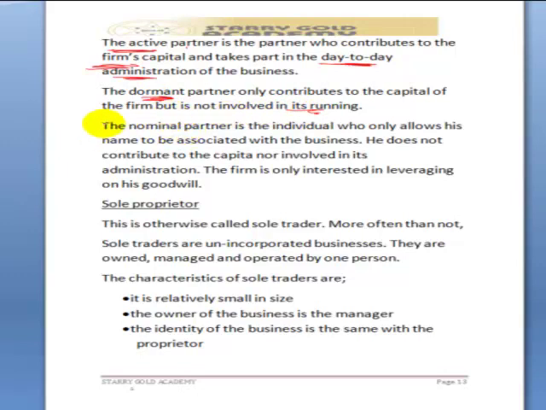The third type of partner that we have is the nominal partner, and we have defined it as an individual who only allows his name to be associated with the business. This is very important. It does not contribute to the capital, nor is it involved in its administration. The firm is only interested in leveraging on its goodwill.